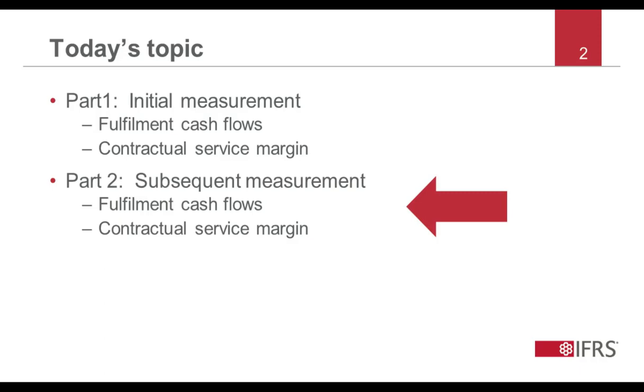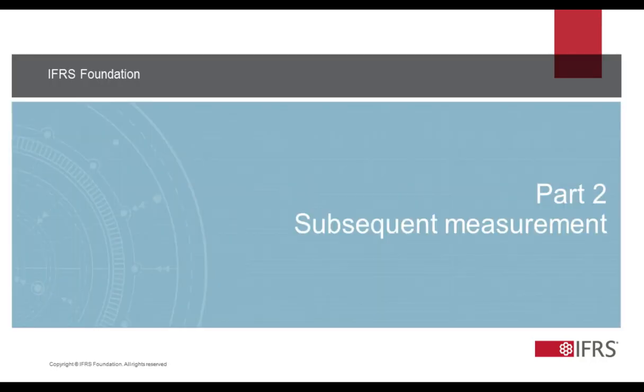This webinar is the second part of the core requirements webinar. The first part discussed how the fulfillment cash flows and the contractual service margin, often referred to as CSM, are initially measured and is available on our website. Today's webinar will focus on the subsequent measurement of the fulfillment cash flows and the contractual service margin. Now let's discuss the subsequent measurement of these two components.